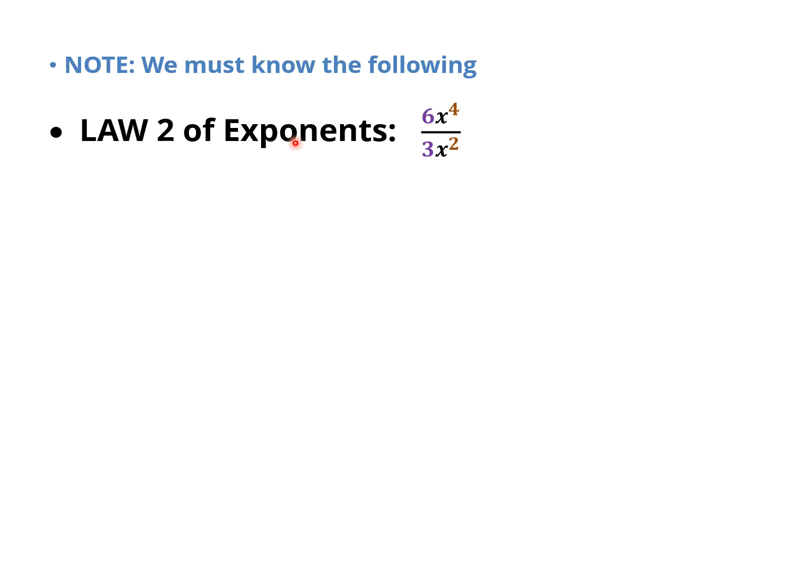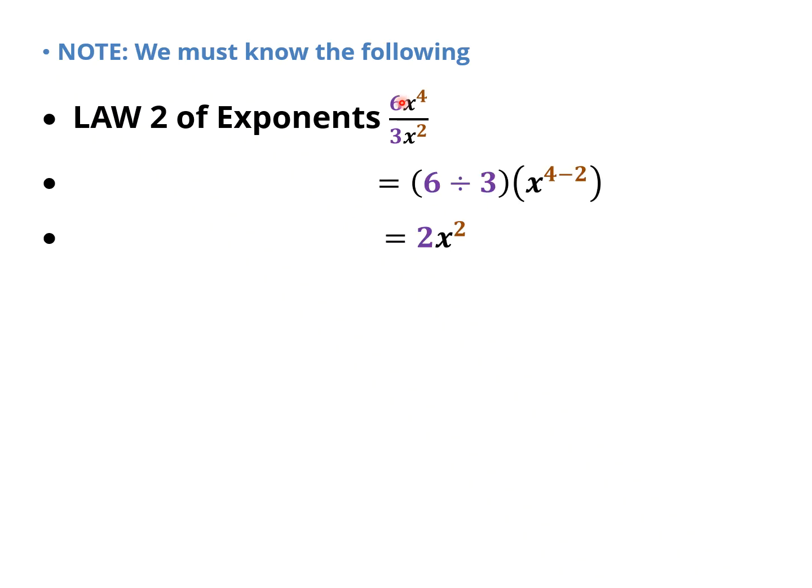Law 2 of exponents, which states that we subtract exponents if the bases are the same and we are dividing. Right, so there, 6 divided by 3, 4 minus 2. You see there I'm dividing, the bases are the same, and that then gives me 2x squared.